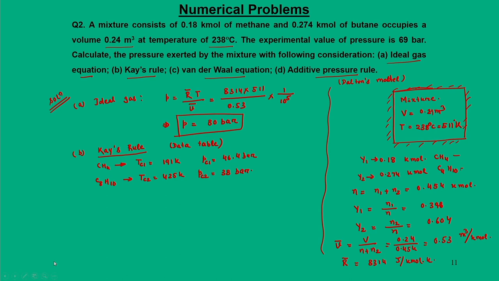And for each case we know Y1 is 0.396, Y2 is 0.604. So, then we can find out for the mixture. For the mixture we can write TC is equal to Y1 TC1 plus Y2 TC2, and this value will be about 332.3 Kelvin. And similarly, PC we can write as Y1 PC1 plus Y2 PC2, and this number will be 41.33 bar. So, we have PC and TC, but these will not directly give pressure calculations. So, you have to find the reduced parameters.